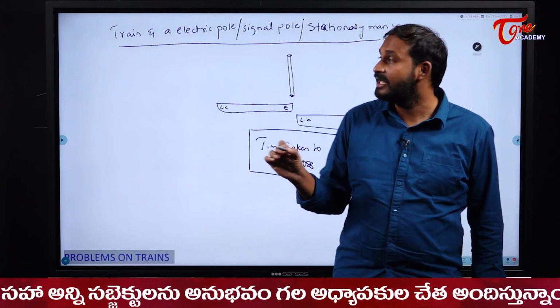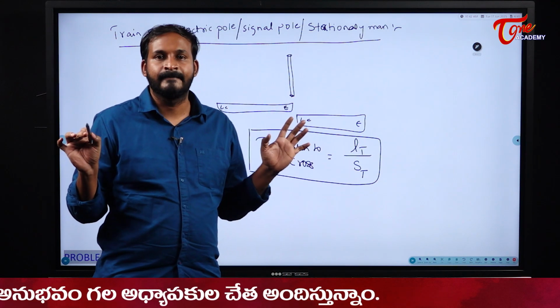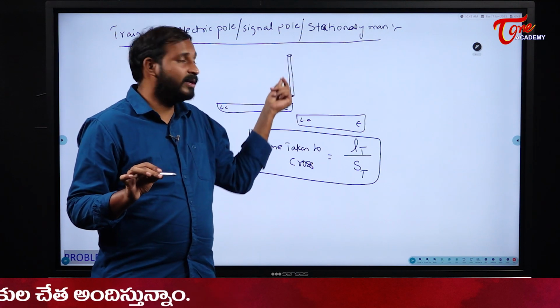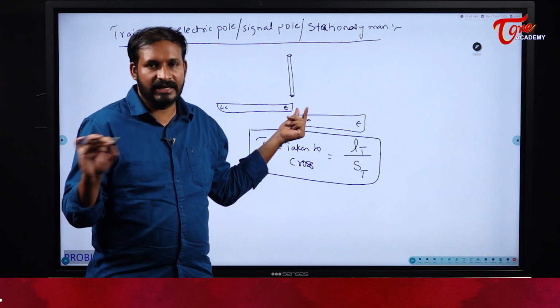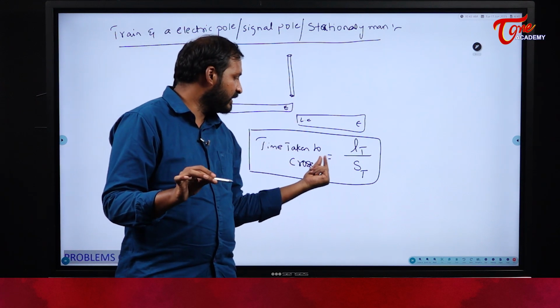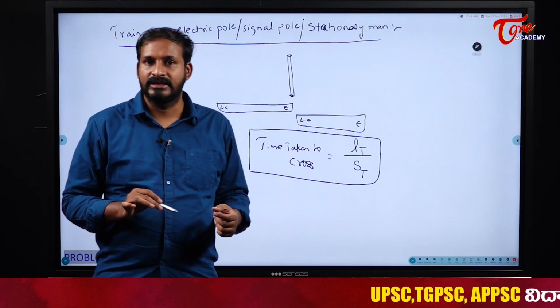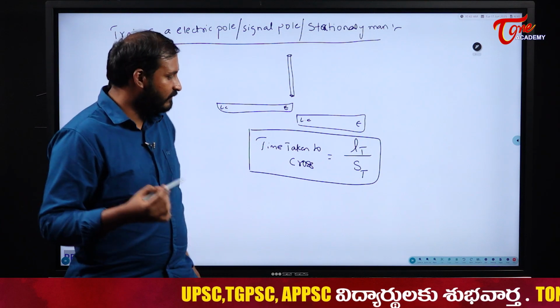See students, here we are neglecting the width of the pole or the width of the human being. That's it, nothing more than that. So we simply write time taken to cross is equal to only length of the train by speed of the train. Understood? Right? Now we will see the next case.